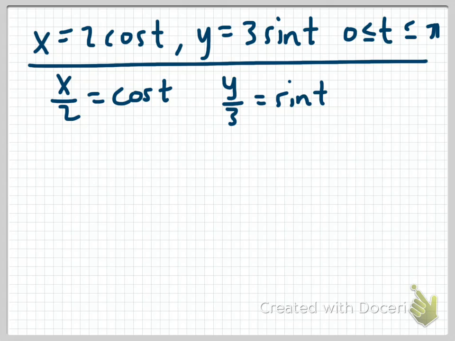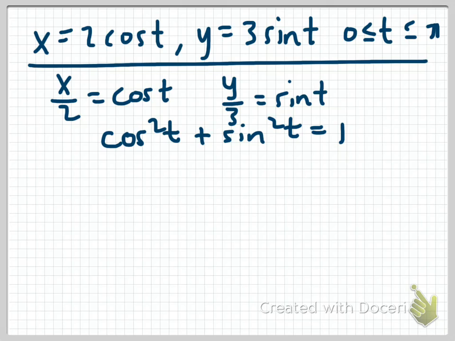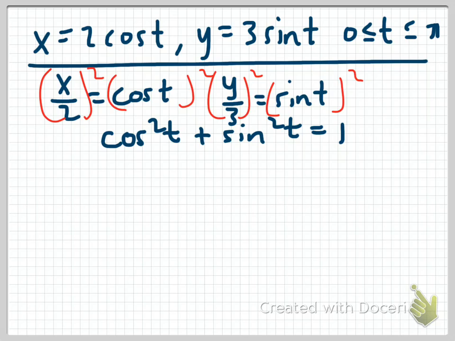All right, that's fine. Well, let's use that. Let's use the Pythagorean identity: cosine squared of t plus sine squared of t is equal to 1. Well, what are we doing here? We're going to square both sides of each of these equations. When we do, cosine squared of t is just x squared over 4, or x over 2 squared. And then when we square the sine of t, we're really squaring y over 3. And when we square y over 3, we get y squared over 9, and the sum is equal to 1.